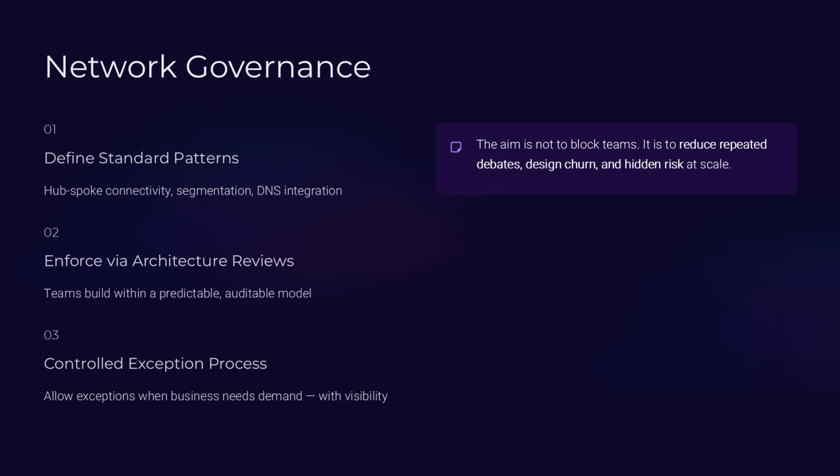With separation clear, you now define network governance because networks drift quickly when rules are informal. Governance means you define standard patterns for hub and spoke connectivity, segmentation, and domain name system integration. Then you enforce them through architecture reviews and controlled exception processes. The aim is not to block teams. The aim is to ensure teams build within a predictable model, so support, security operations, and audits can scale. Leaders value this because it reduces risk and cost. Architects value this because it reduces repeated debates and design churn.